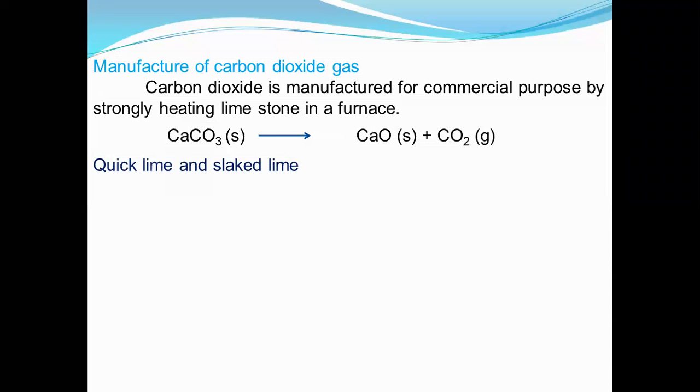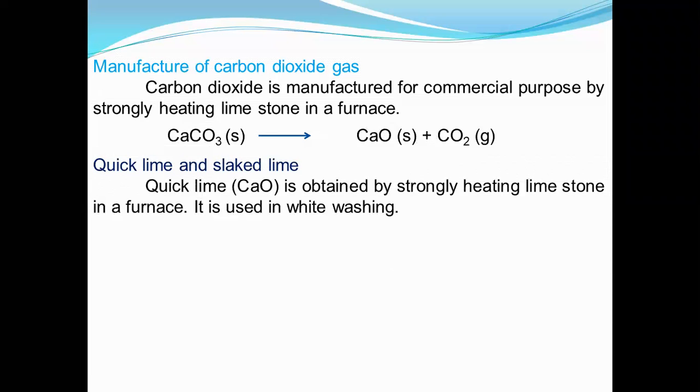Next, let's learn about quicklime, slaked lime, and lime water. When we heat calcium carbonate, you get calcium oxide. This calcium oxide is quicklime, which is solid. And when we mix this calcium oxide in water, it becomes calcium hydroxide, which is called slaked lime.